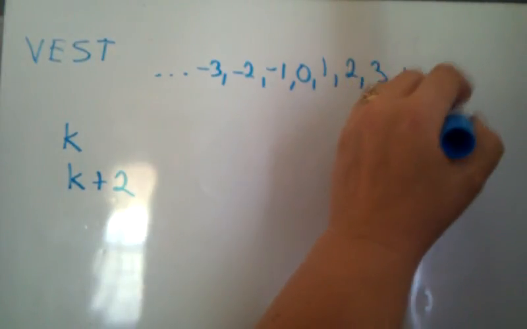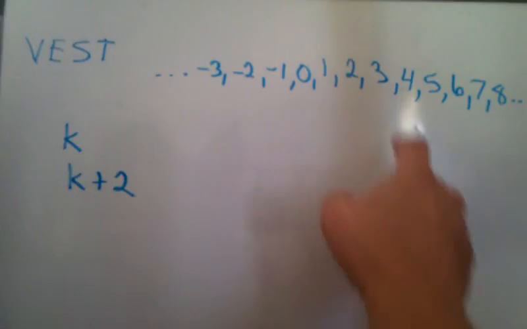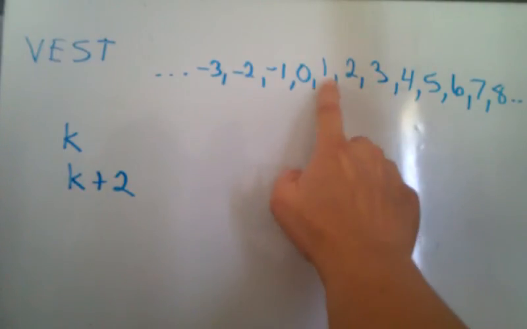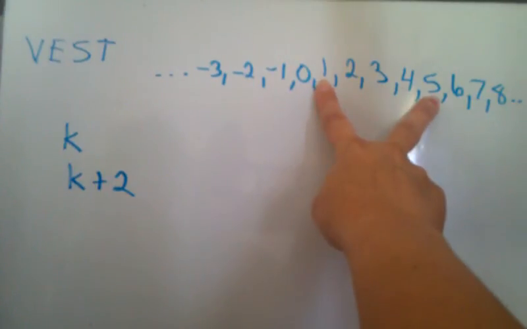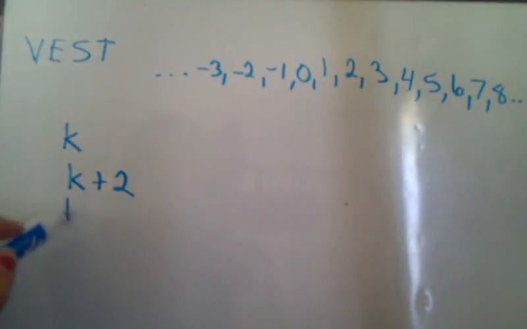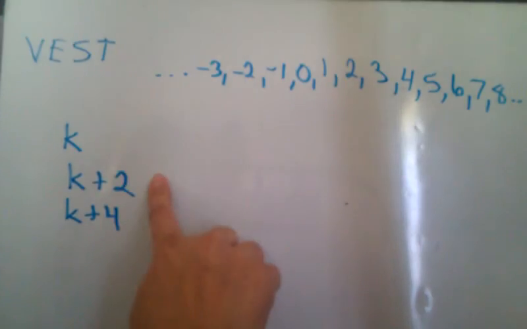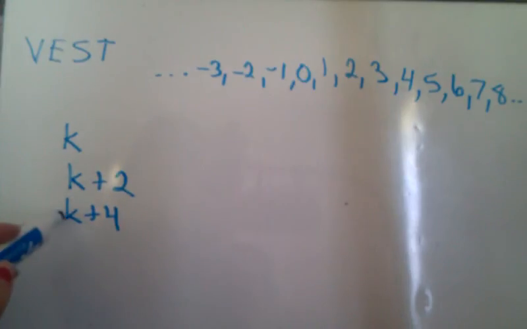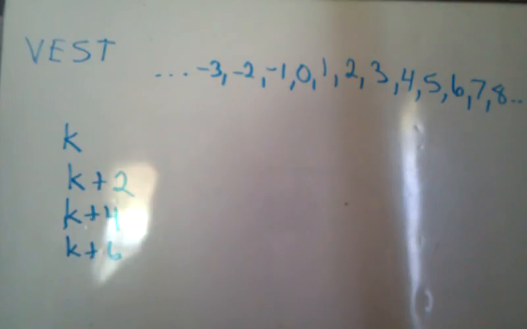Four, 5, 6, 7, 8. Alright, now I'm right here. I had to add 2 to get to here. My next odd integer is 5. How am I going to get to 5? I have to add 1, 2, 3, 4. So my next one is going to be k plus 4. Do you see what I'm doing? To count by odd integers, you have to count by 2's. So k plus 2, k plus 4. What do you think the next one's going to be? K plus 6. Alright?